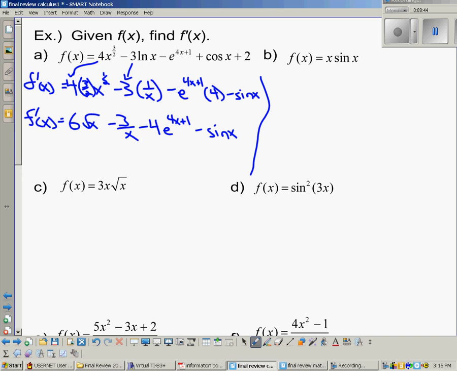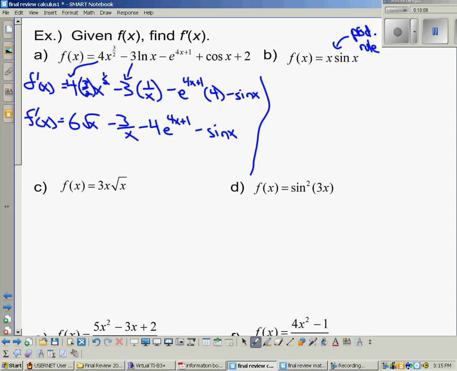B, x sine x. All right, if you have two x's and there's no plus between them, you should be very careful. It's always very sad when I see people missing the product rule. Here you've got really two functions that are being multiplied together. If you thought of it as composites, an x times a sine x. Product rule.